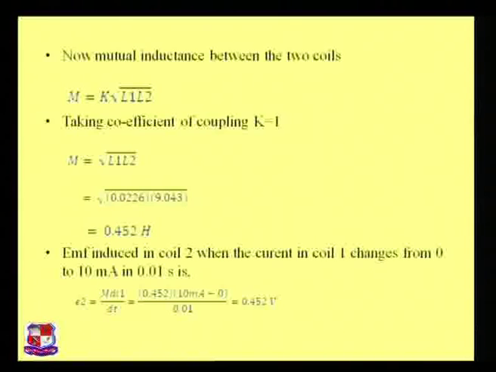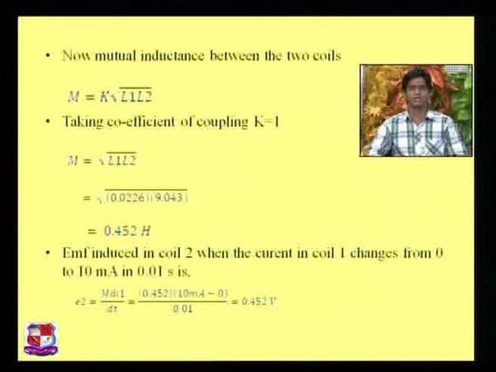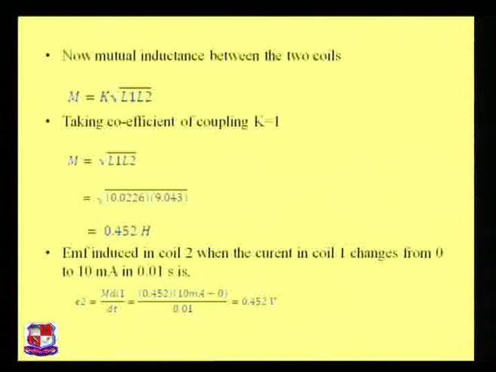So the formula we derived, when we derived coefficient of coupling, is M is equal to K into under root L1 L2. Now taking coefficient of coupling K is equal to 1, we can find M is equal to under root L1 into L2. We find both the values of L1 and L2. So by simply putting the values of L1 and L2, we find the mutual inductance M. So the mutual inductance M is equal to 0.452 Henry.